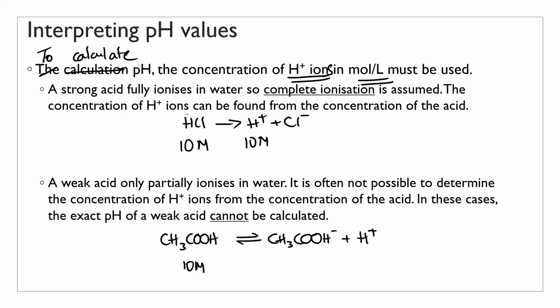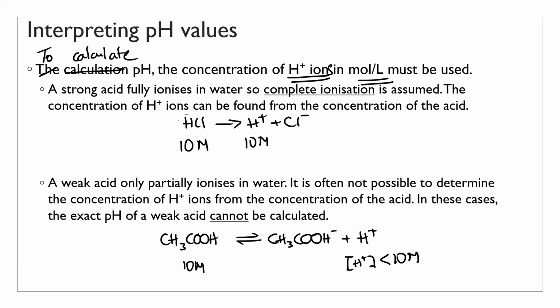So you know that it's less than 10, but you don't know exactly what percentage of ethanoic acid is going to get ionized. Is it half? Is it 7? Is it 3? It's actually not possible to know. Because of that, you can't calculate the pH of a weak acid in this way. I know that the molar concentration of hydrogen ions is going to be less than 10 because this acid only partially ionizes, but I cannot know exactly what that concentration is.